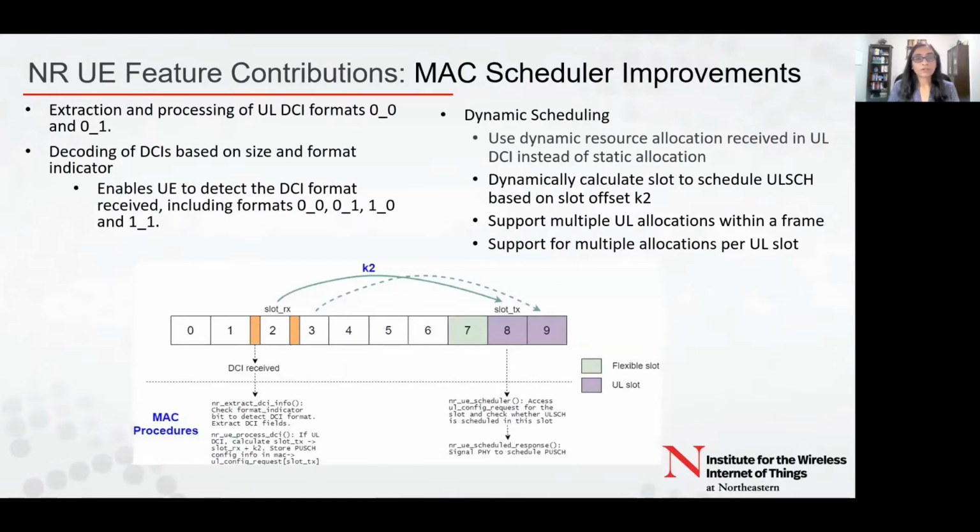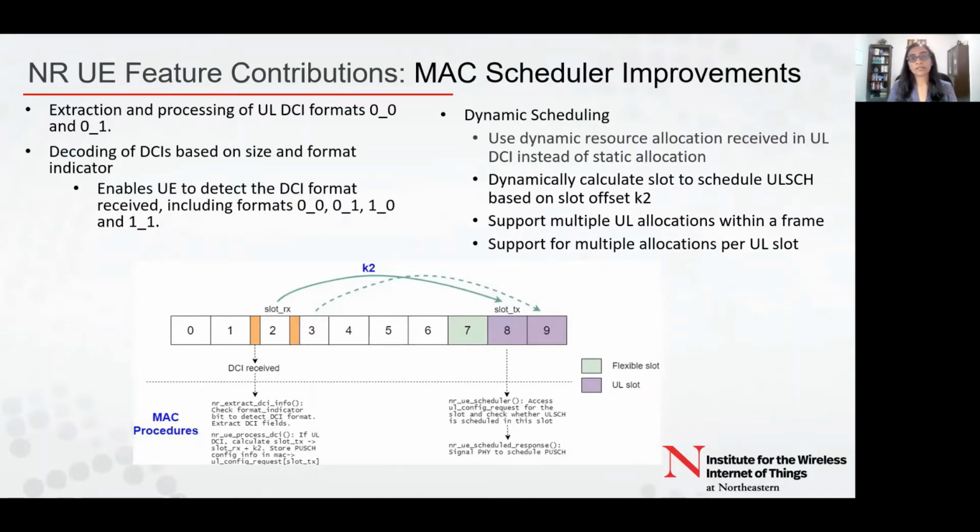Our primary feature contributions in the last few months have been MAC scheduler improvements. We completed the modules for extraction and processing of uplink DCI formats, format 0_0 and 0_1. We implemented the decoding of DCIs based on size and format indicator, which aids the blind decoding process and enables the NR-UE to receive different DCI formats, which was earlier limited to only downlink DCI.